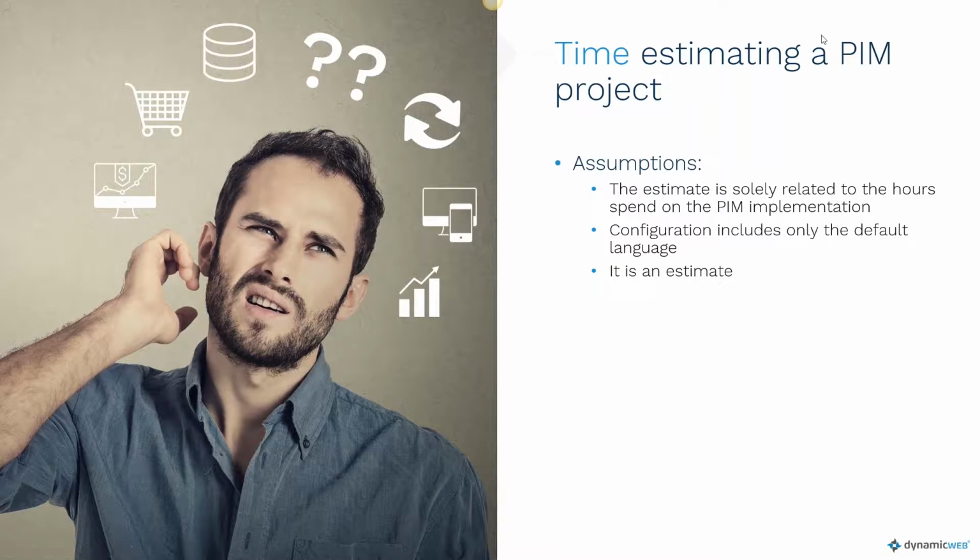Additionally, the configuration includes only the default language. So it's the job of the customer to make translations to other relevant languages. It's also their job to enrich the products within the PIM and, if needed, clean up data throughout the whole process. And lastly, it is an estimate, so it is of course based on subjective assumptions and experiences that we have had here in Dynamicweb. As you can see in some of the next slides, there are some elements that have an influence on how much time we spend on a PIM project. So let's jump into that.